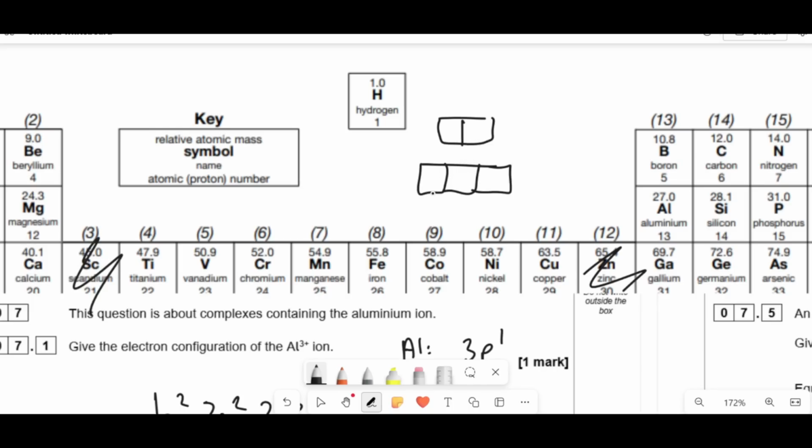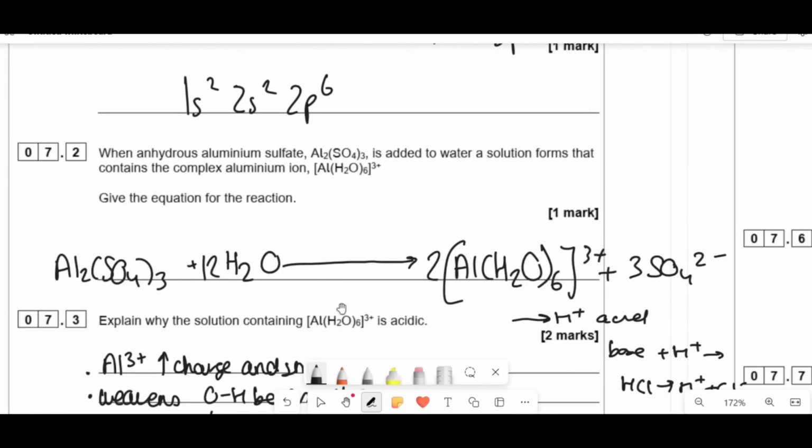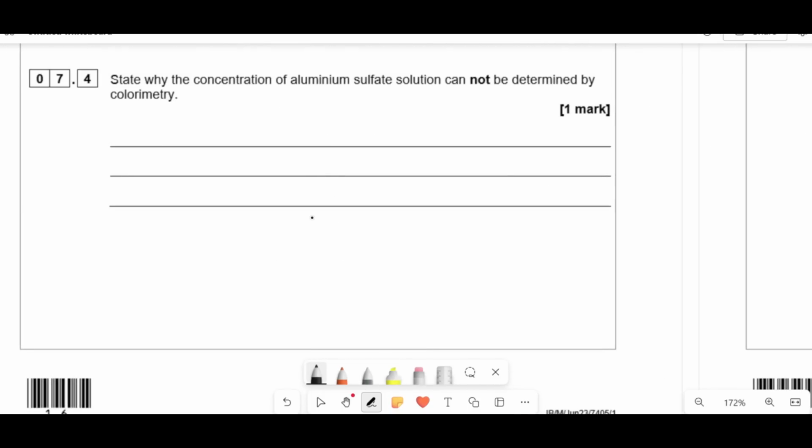So for example, if something is green, it's absorbing everything except green and reflecting green back at you. So here, it's not a transition metal, so it's not absorbing visible light, so it's not going to have a color. It's colorless. So if it's not colored, you can't use colorimetry.